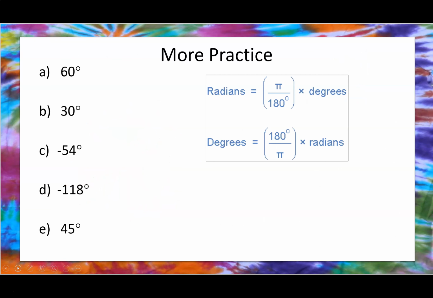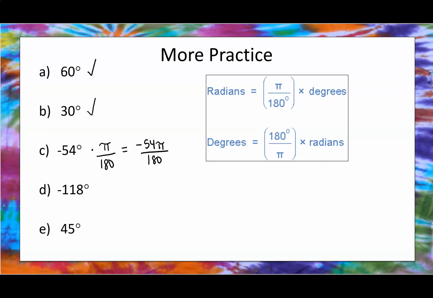Now let's try some different angles. We've already done 60 and 30, so I'm going to go ahead and skip those two. But let's try negative 54 degrees. We're going to take that and we're going to multiply by pi over 180. And in doing this, we end up getting a negative 54 pi over 180.